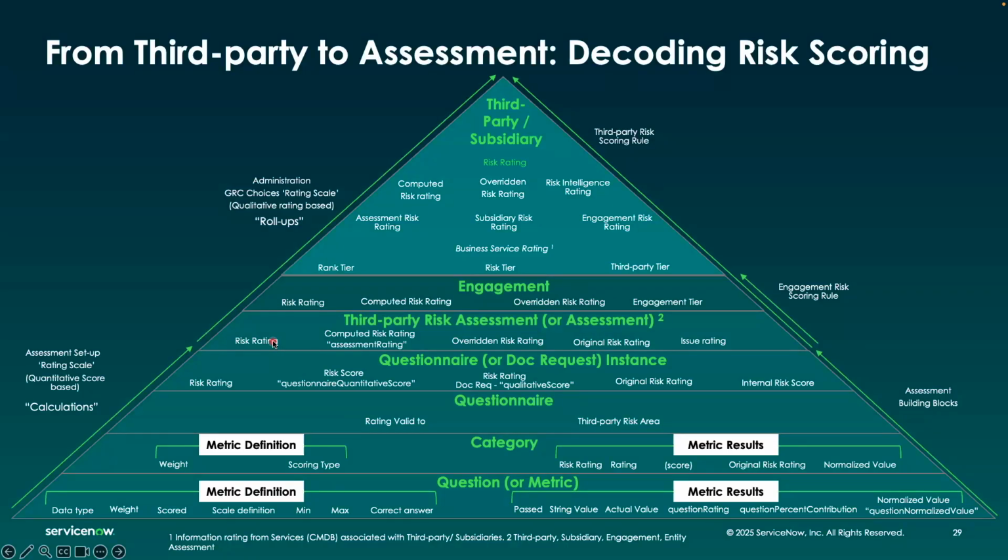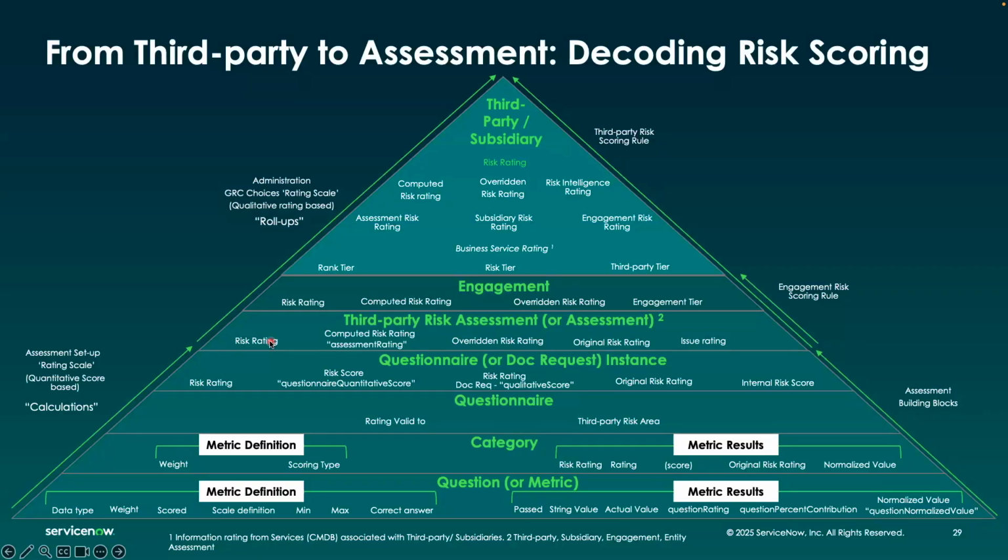The VRA assessments can be related to a third-party engagement or entity. The VRA record is comprised of one or more questionnaire instances or document request instances. Please note the risk rating attribute on assessment record is referred to as assessment rating in the risk scoring calculations. Therefore, how this is calculated and derived should strictly be observed in the scoring calculations formula only.